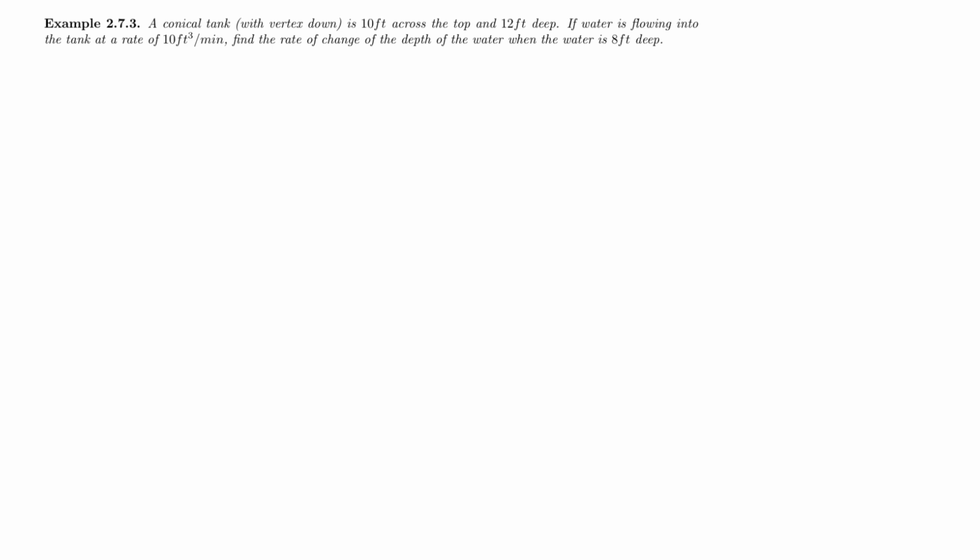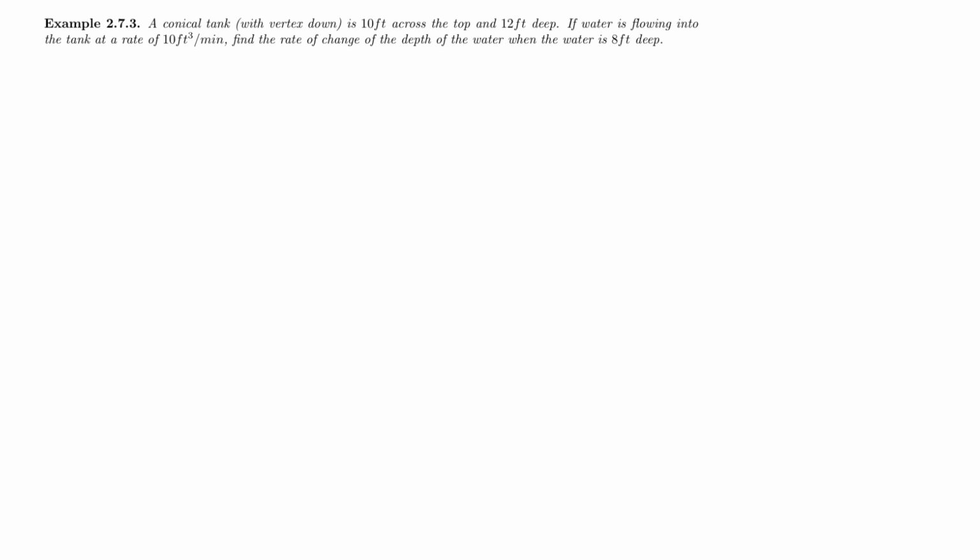So let's read the problem first. A conical tank with vertex down is 10 feet across the top and 12 feet deep. If water is flowing into the tank at a rate of 10 cubic feet per minute, find the rate of change of the depth of the water when the water is 8 feet deep.